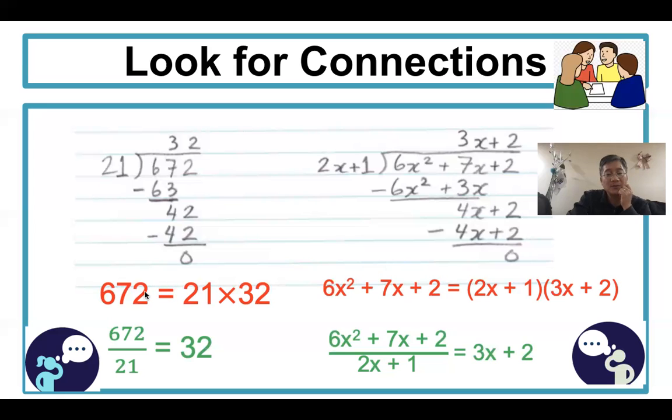So 672 is 21 times 32, right? Or 672 divided by 21 is 32. And for the polynomial, 6x squared plus 7x plus 2 is equal to what? Divisor times quotient, and the remainder 0 plus 0 is nothing. Oh, it's like factors, right? These two are the factors. And if you divide by one, this is the quotient. Do you understand? Okay, we'll stop here.